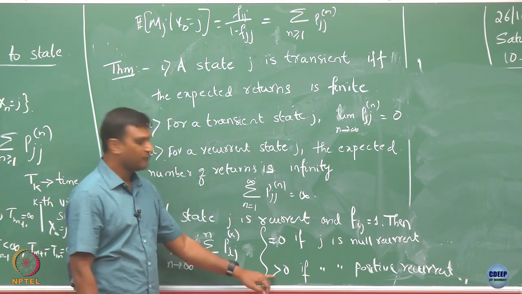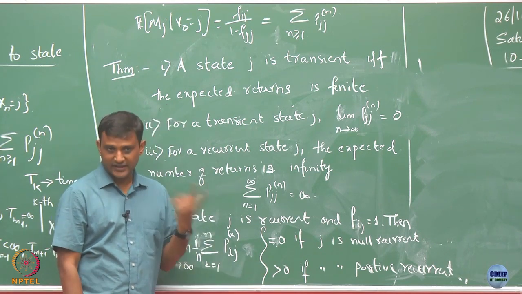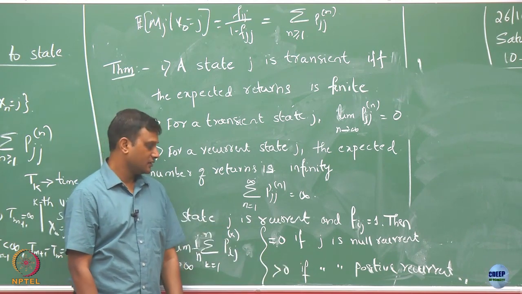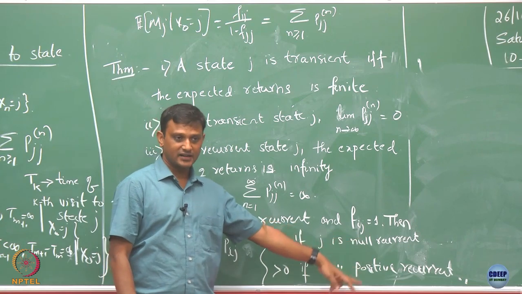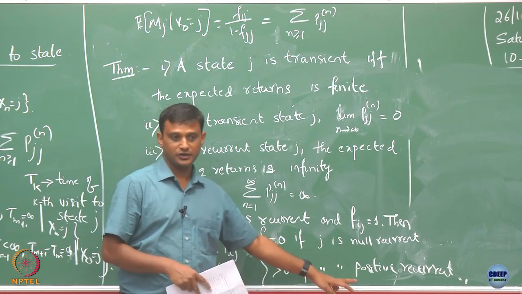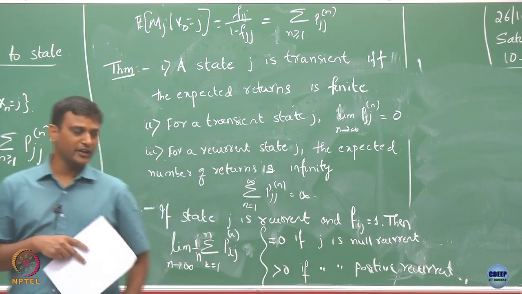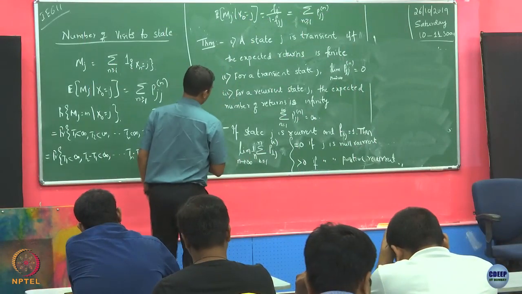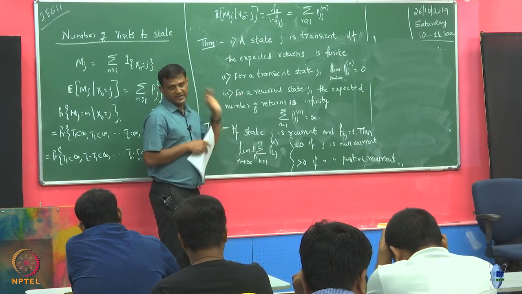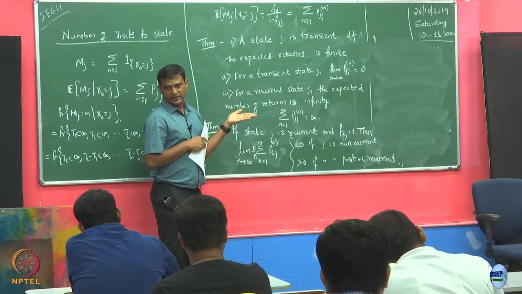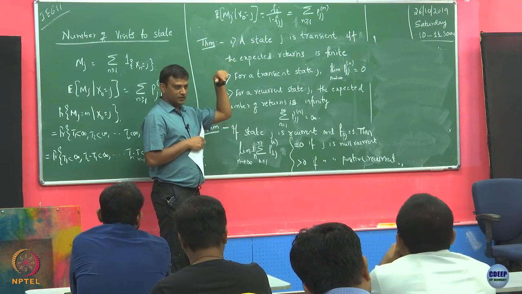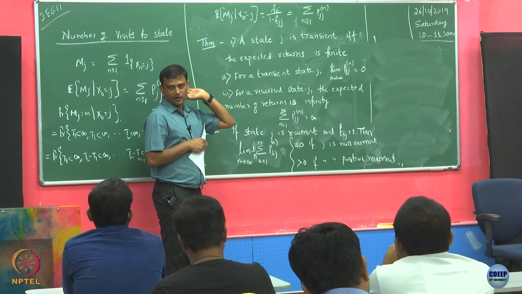If this takes some positive value other than 0, then it is going to be, sorry, the first case is null recurrent. If it is going to take a positive value, then we are going to call it positive recurrent. Okay, how to use this result? Suppose you know j is recurrent, that you would easily find out if you know that fjj is equal to 1, you have already found it out.